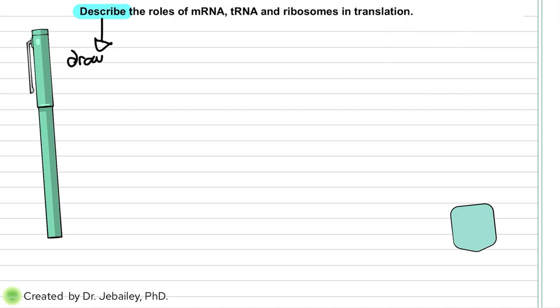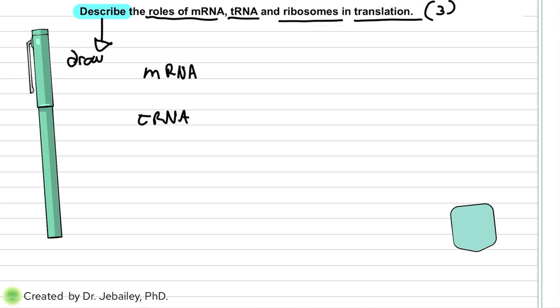So it says, describe the roles of mRNA, tRNA, and ribosome in translation. Now, if this is like a 3 points, then I'll go straight ahead and just mention what mRNA, tRNA, and ribosome do, right? But if this was like a 5 to 8 points, then I'll go and talk about the entire process of translation. So first, let's talk about what they do.